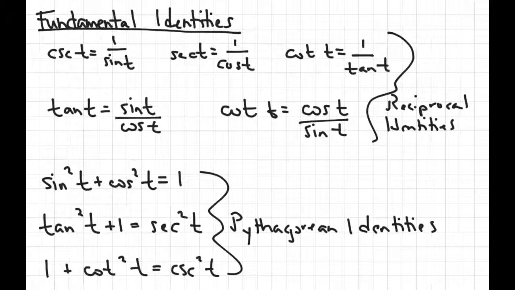So sine squared t plus cosine squared t is equal to 1. Tangent squared t plus 1 is equal to the secant squared t. And 1 plus cotangent squared t is equal to cosecant squared t.